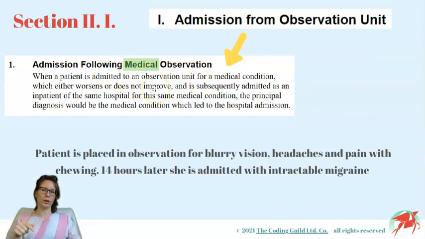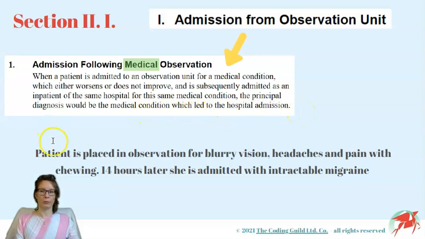These usually start in the emergency department where the patient proves to be too sick to go home, but not sick enough yet to be admitted, so they end up in limbo in outpatient observation status. The guideline states that when a patient is admitted to an observation unit for a medical condition which either worsens or does not improve, and is subsequently admitted as an inpatient of the same hospital for the same medical condition, the principal diagnosis would be the medical condition which led to the hospital admission.